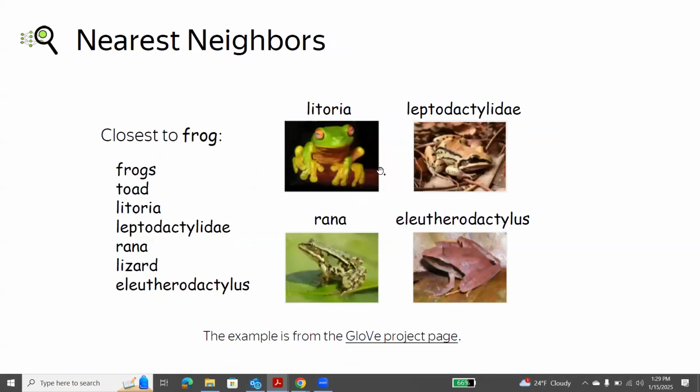Okay, so I just want to mention that all these words were grouped together, and I bet you didn't know all the names for these frogs, but the model learned, of course. I just want to say that the model learns more than a human being can learn because it reads all the dictionaries, all the textbooks, and so on.